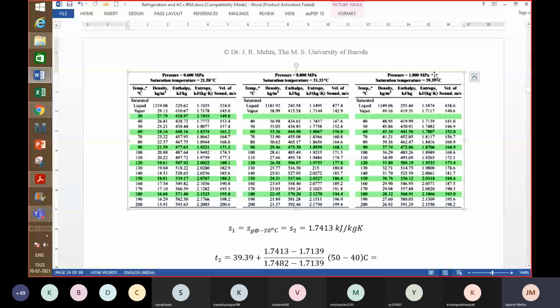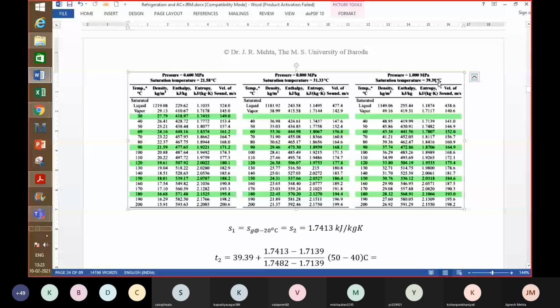So what is the condenser pressure? That is the pressure at point 2. It is equal to 10 bar, or 1 megapascal. And you can see also the saturation temperature is given, which is 39.39 degrees Celsius.